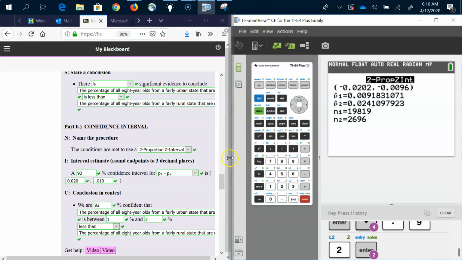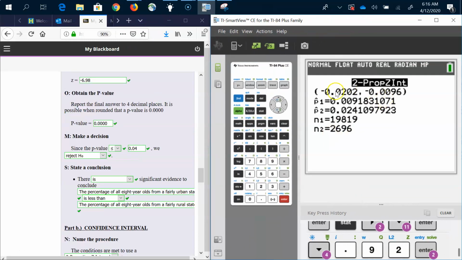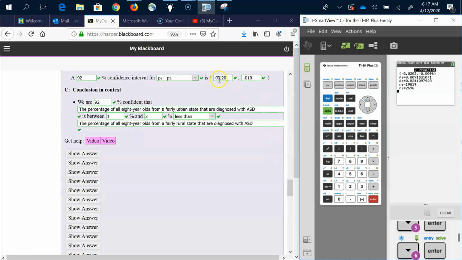And that's how I got, let me make this a little bit larger. Minus 0.02 to minus 0.01. And they wanted this only to 3 decimal places. So to 1, 2, third decimal place is a 0. 1, 2, 3, that's a 9. Go to the right, that's bigger than or equal to 5, so I convert the 9 to a 10, so it's going to be 0.01. So that is how I got minus 0.02 to minus 0.01.